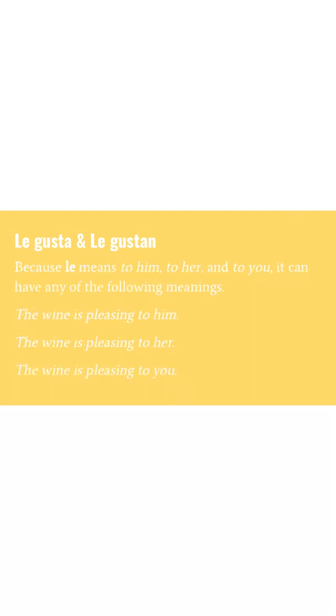So, because le literally means to him, to her, and to you, it can have any of the following meanings. If we were to see the sentence here, le gusta el vino, the implication is that we could be saying either the wine is pleasing to him, the wine is pleasing to her, or the wine is pleasing to you. That can get a little bit confusing, but thankfully, there's a small little rule that clears up any of this confusion.